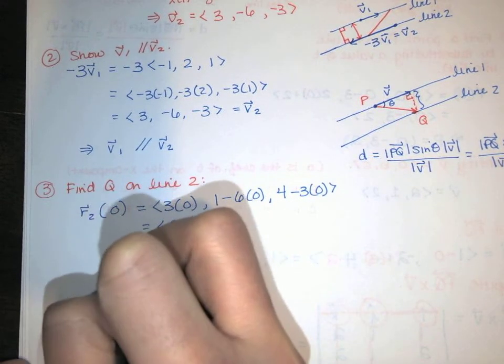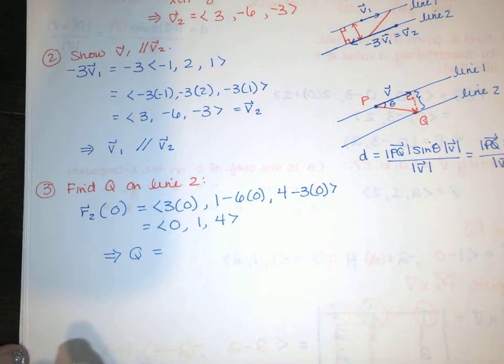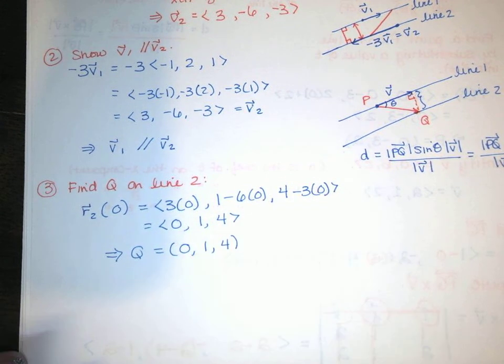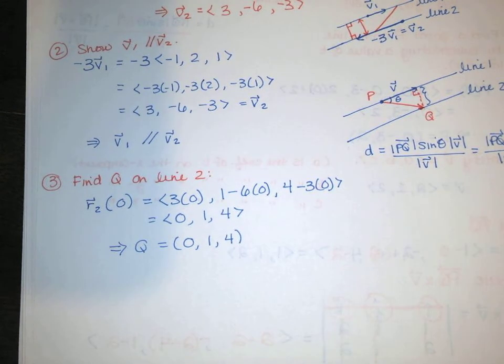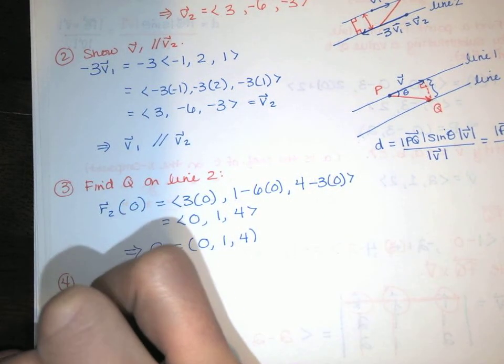And so the point Q is at this location. That's a vector. Don't say that Q is that vector, because Q is not a vector, Q is a point. Q is the point 0, 1, 4. Now we need to do the same thing on line 1.